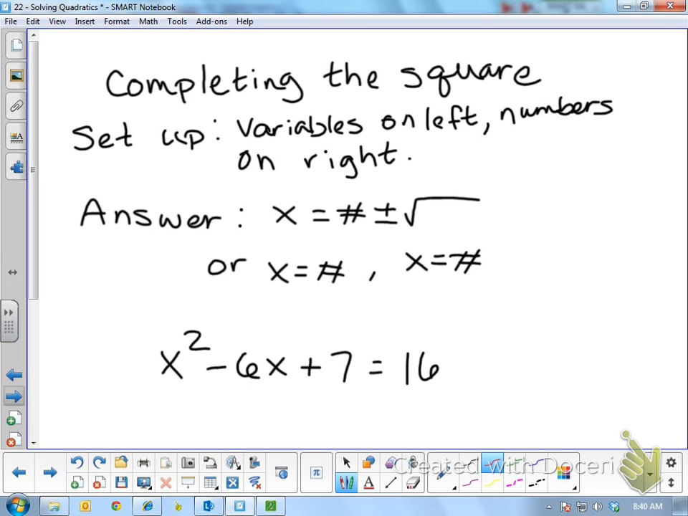So completing the square has a very different setup from everything else. Completing the square should have all the variables on the left, all the numbers on the right. Okay. And we could also say we have to put in the blank spots. And then we have 2 possible ways to write our answers. We'll either say x equals some number plus or minus some square root, or we learned how to simplify and combine if we could and get 2 separate numbers.